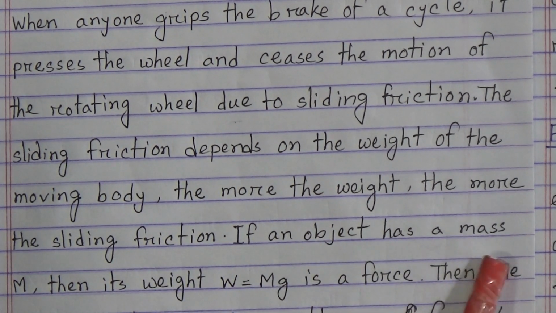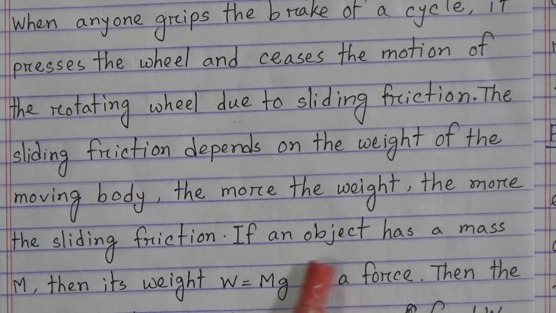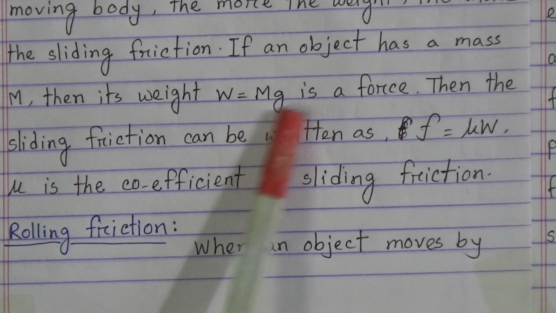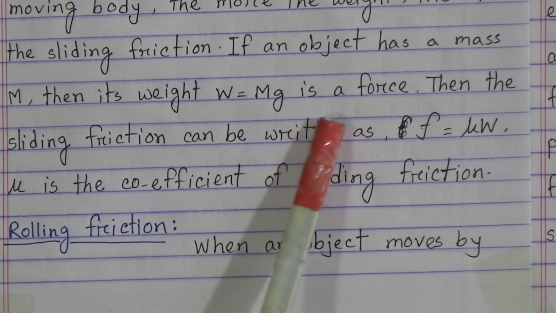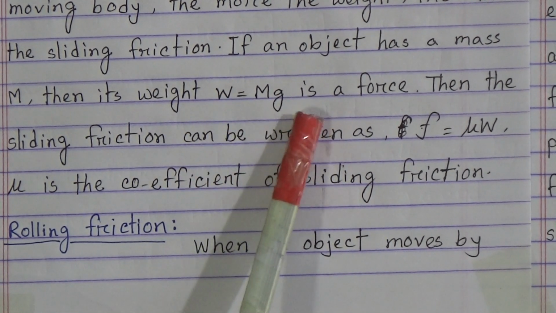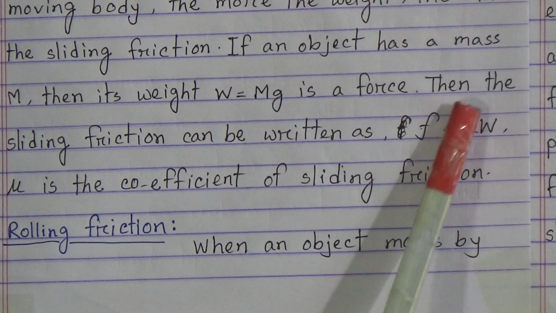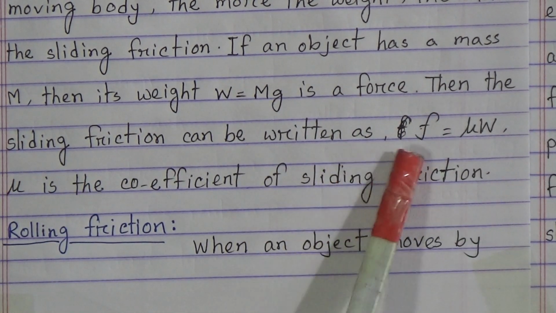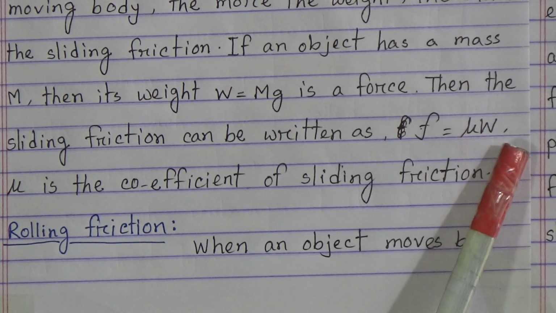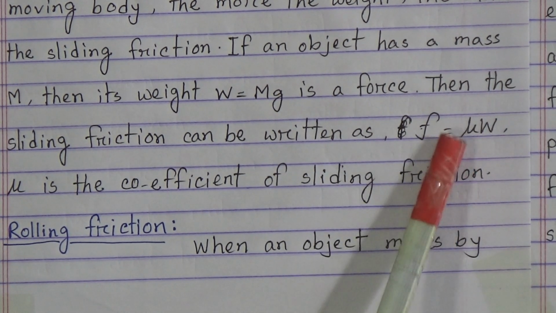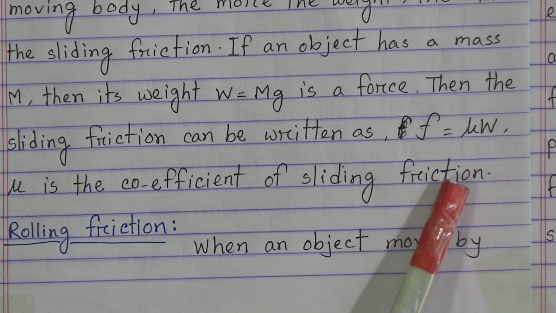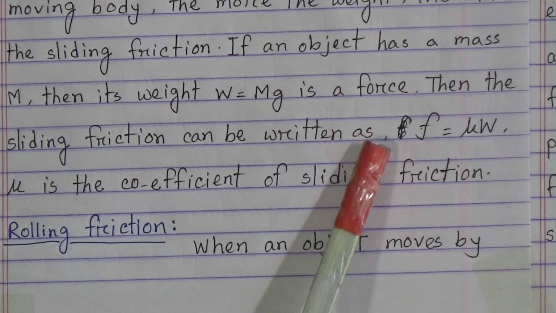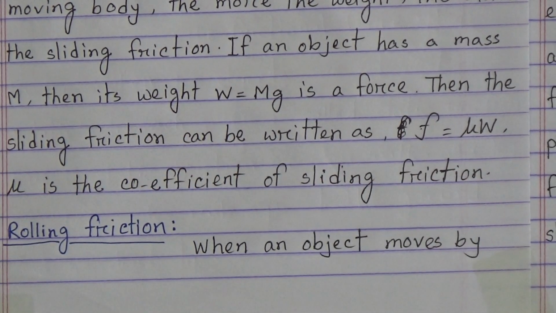If an object has a mass m, then its weight W equals mg. This is the formula of weight. W means weight, which is a force. Then the sliding friction can be written as F equals mu W, where mu is the coefficient of sliding friction. You have to memorize this formula also: for sliding friction, F equals mu W.